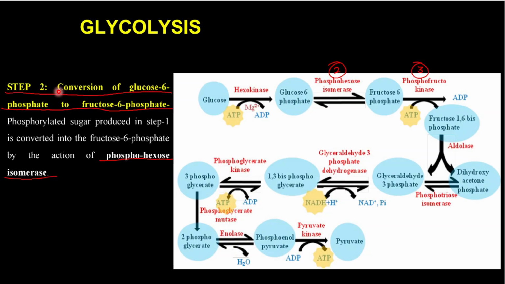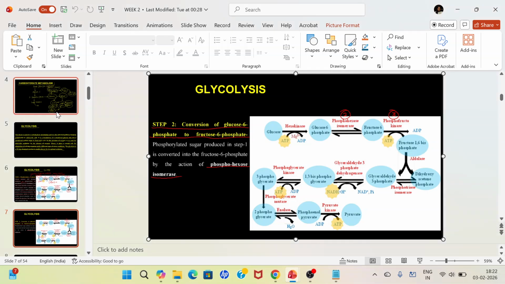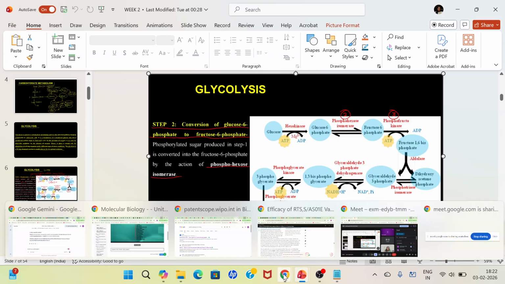So in step 1, what happened is the conversion of glucose to glucose 6 phosphate in the presence of the enzyme hexokinase. In the second step, glucose 6 phosphate is converted to fructose 6 phosphate, and that happens in the presence of phosphohexoisomerase.